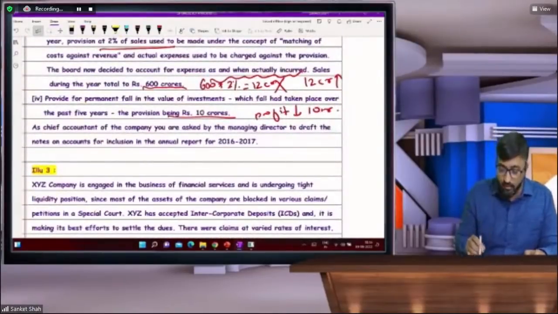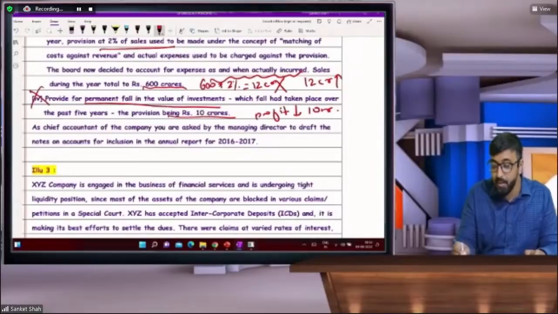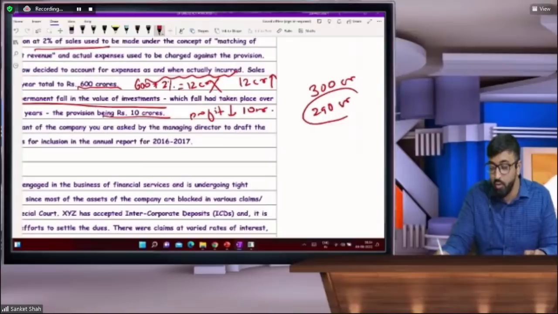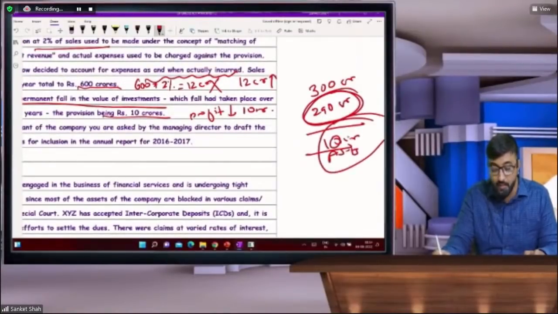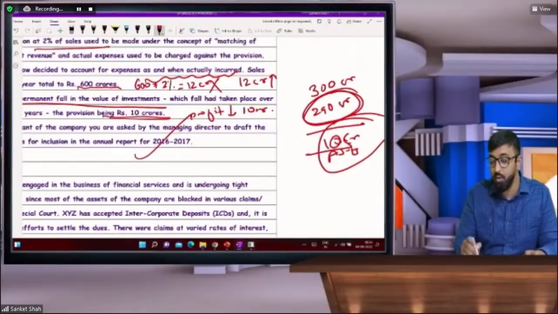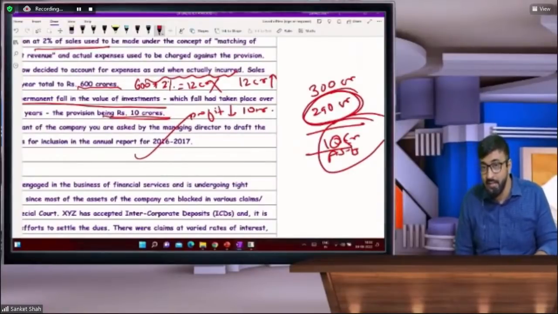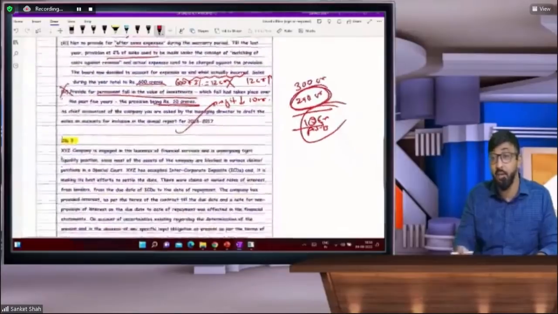See beta, third one, this is actually the third one. There is a permanent fall in the investment value, and therefore your investment might be, before this provision, 300 crores, and now your investment is showing only 290 crores balance. So there is a permanent reduction, and as per accounting standard 13, if there is a permanent reduction, you should decrease your profit. That permanent reduction has to be recorded in the books of accounts as per the AS13 principle. I already taught you the accounting standard 13 principle, and this is how you have to understand: profit is reduced by 10 crores rupees.